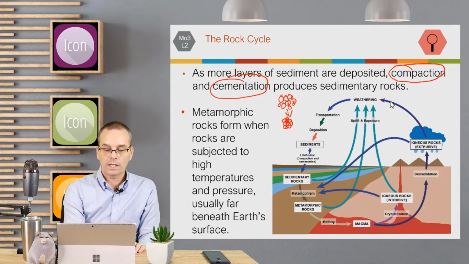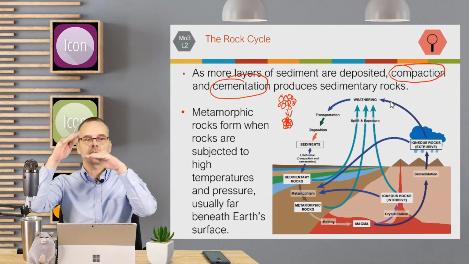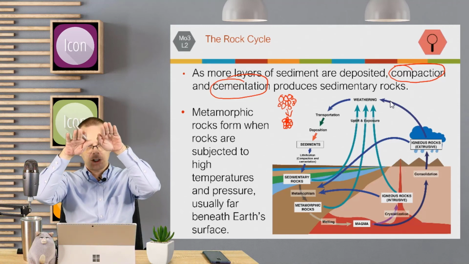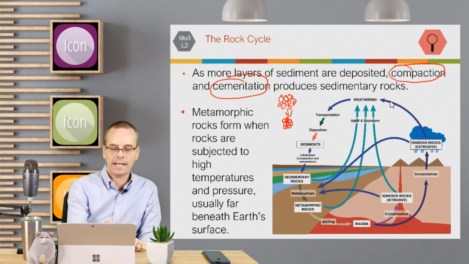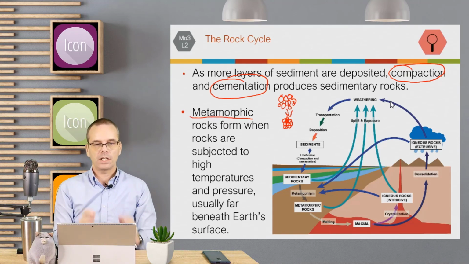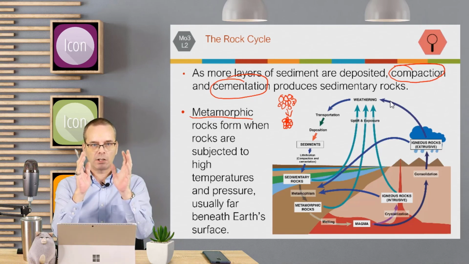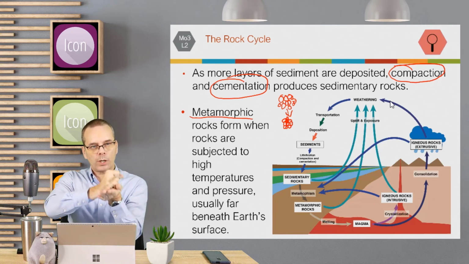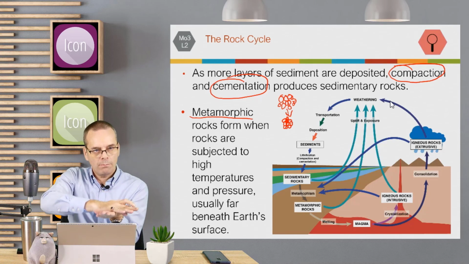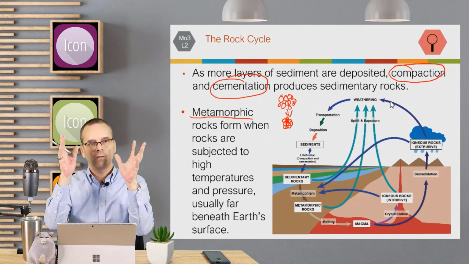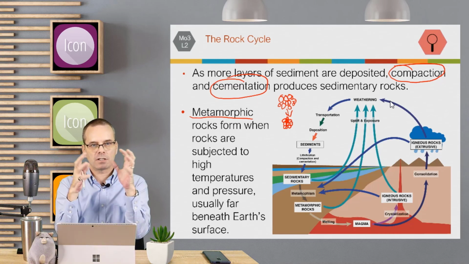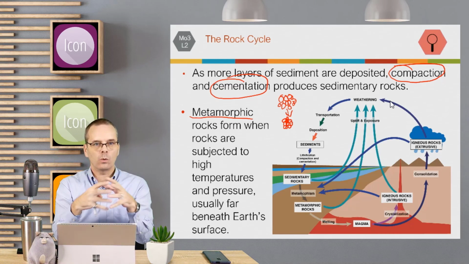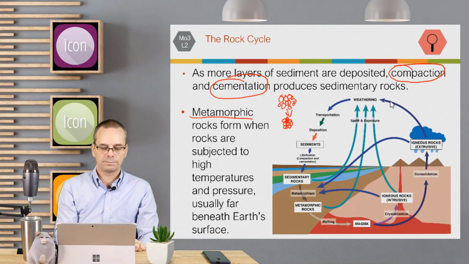Once too many layers get going on, and it pushes them farther and farther down into the Earth, that's when metamorphic hits. Because it gets hotter and hotter, and the pressure gets more and more, until it goes from that cementation to metamorphic. It just fuses together in one big solid form.